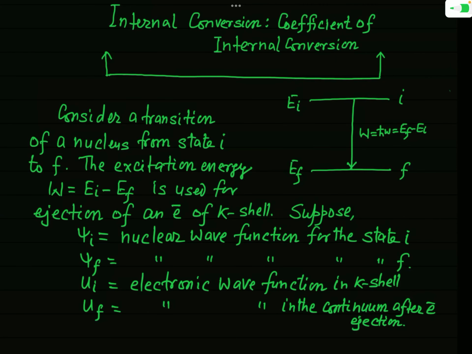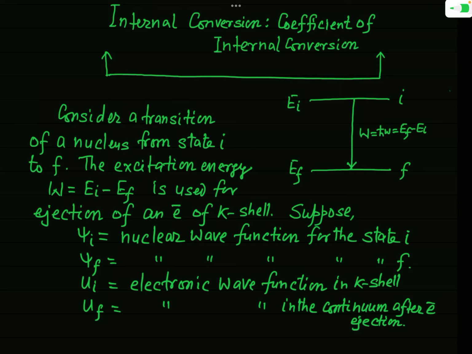In the previous lecture, we have seen a brief introduction regarding the process of internal conversion. We have also defined a very important quantity related to this internal conversion, called the coefficient of internal conversion, denoted by the symbol alpha. And I have told you that all the information gathered from this process is hidden in the quantity called the coefficient of internal conversion.